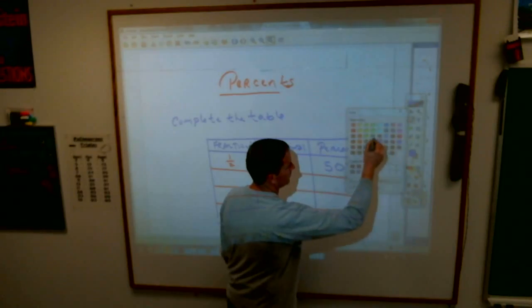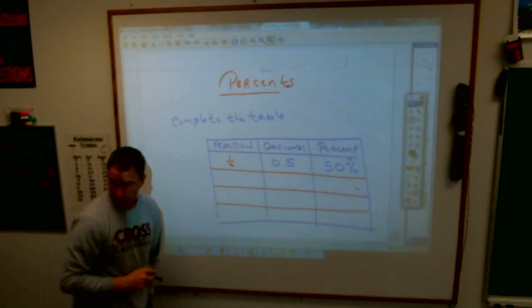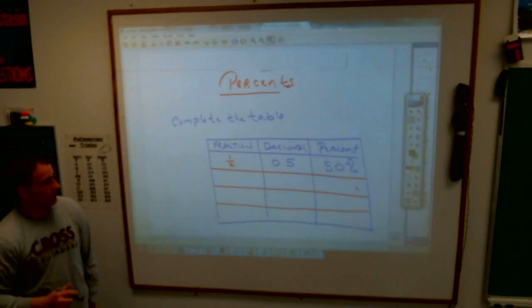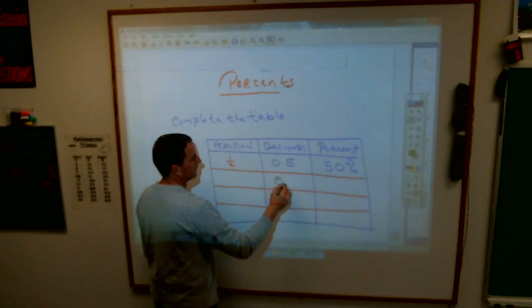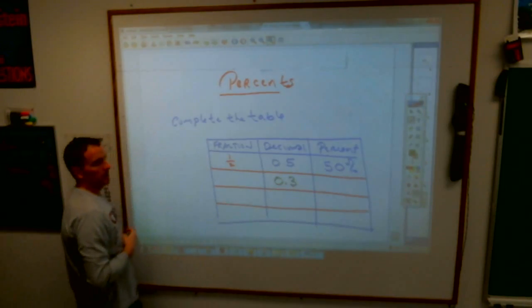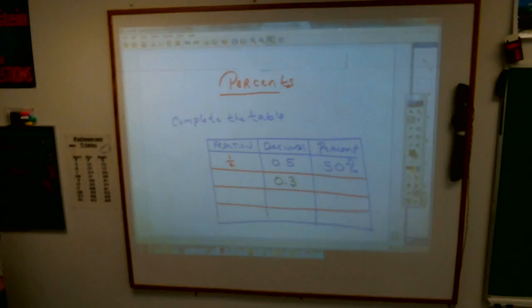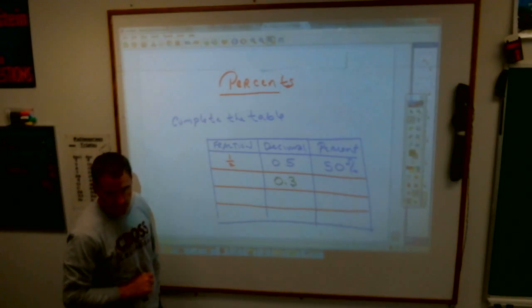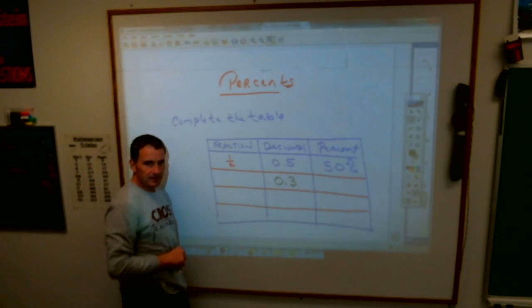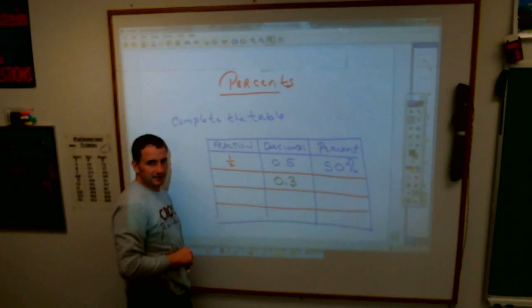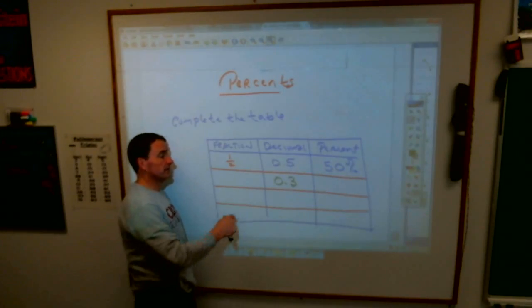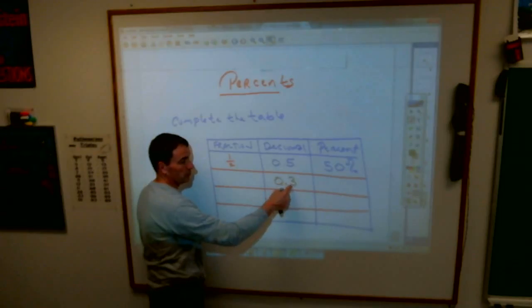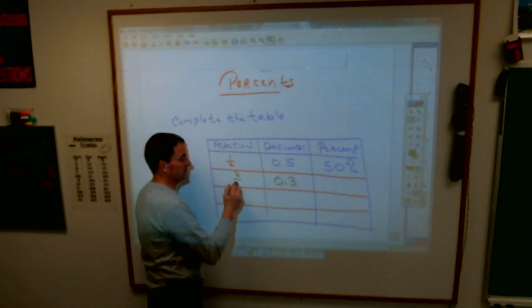Another example they give you, maybe not quite as easy, is the decimal 0.3. From that, you should be able to give both a fraction and a percent. Faith, the fraction for 0.3 is? 3/10. How do you know that? Because the decimal is in the 10th place. Okay, this is in the 10th place, 3/10.